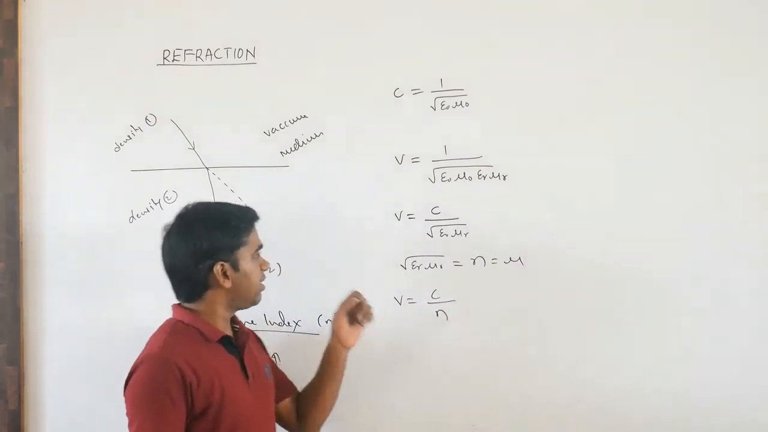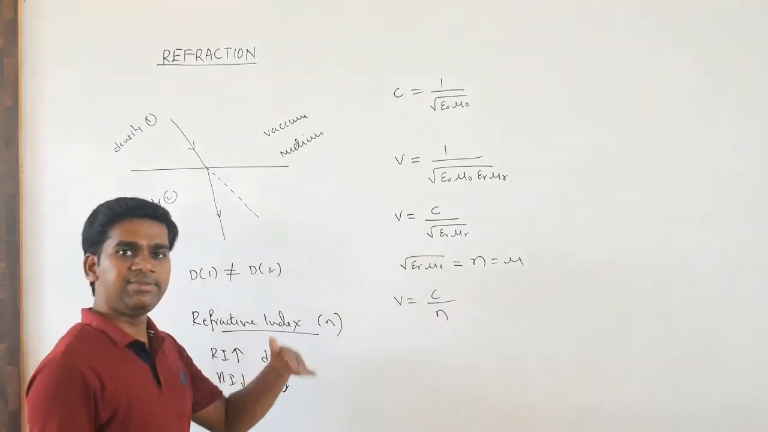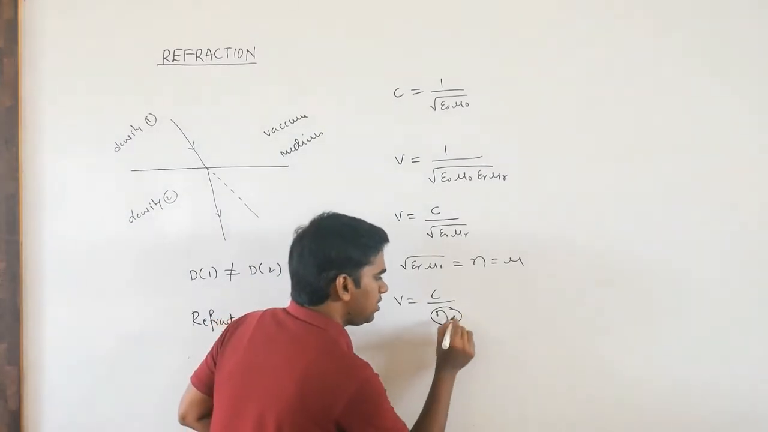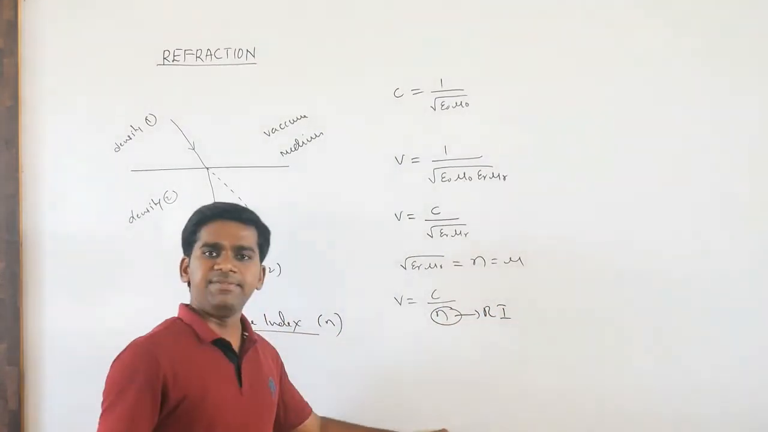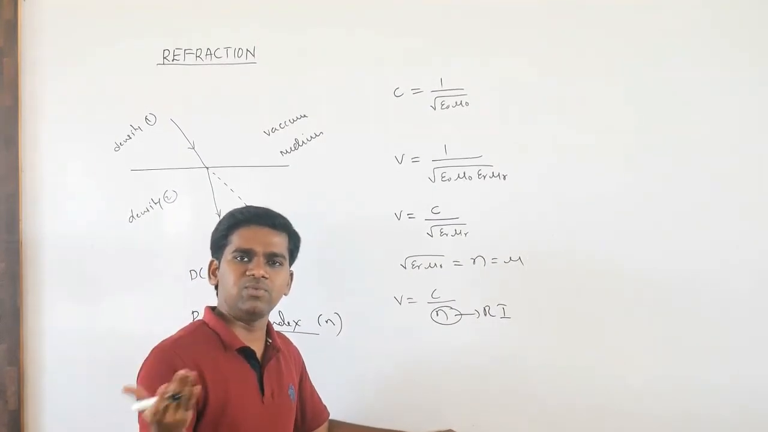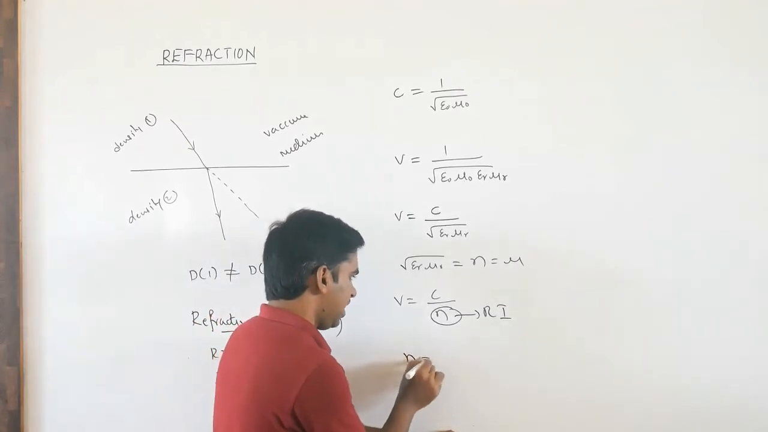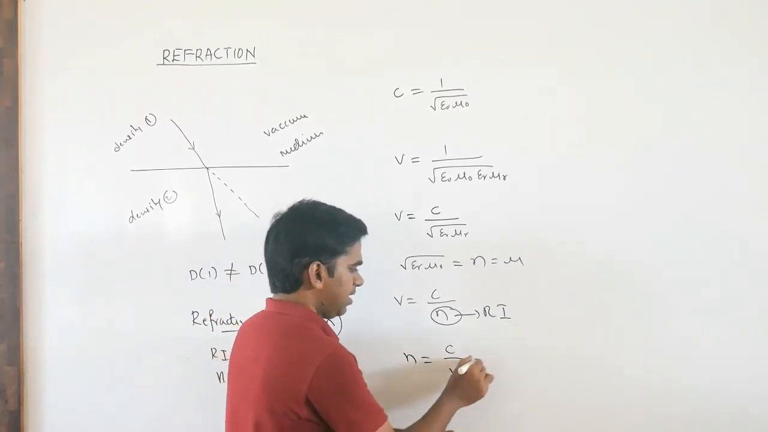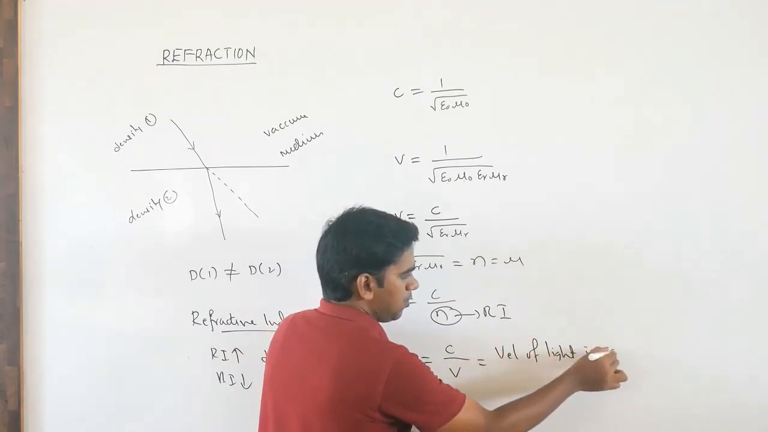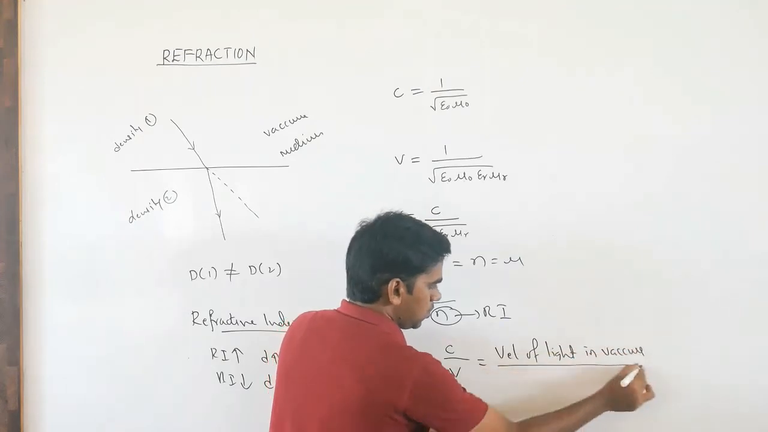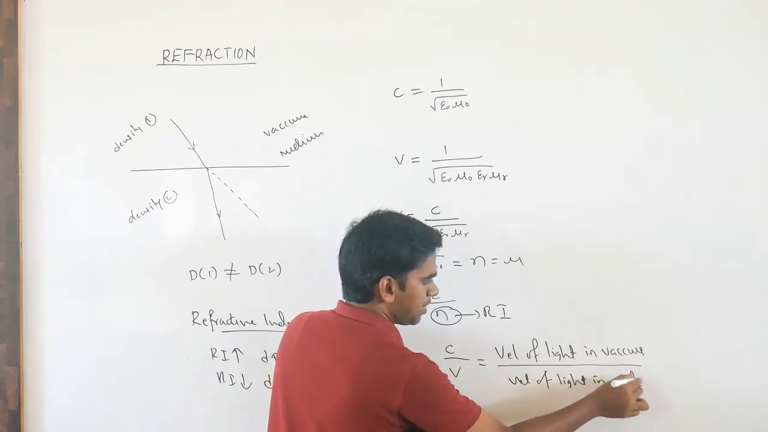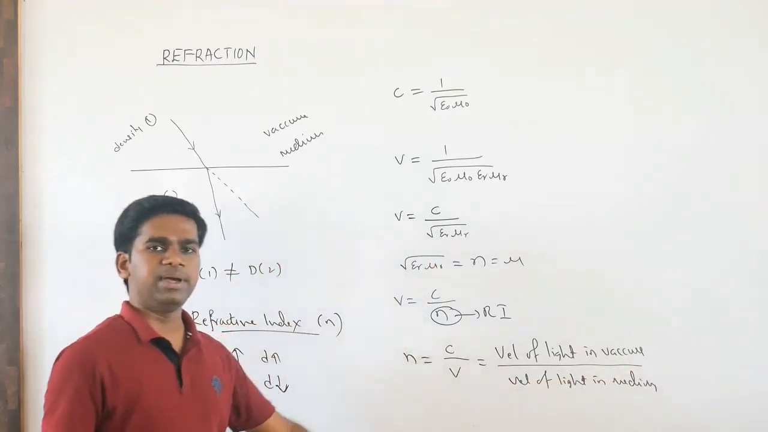What is n? When light travels from one medium to another medium, its velocity will decrease. By what value will it decrease? That value is called the refractive index. Refractive index is the value by which the velocity of light decreases when it travels from vacuum to the medium. So you can write n equals c divided by v, that is, the velocity of light in vacuum to the velocity of light in the medium. Simply we can write it as c divided by v.